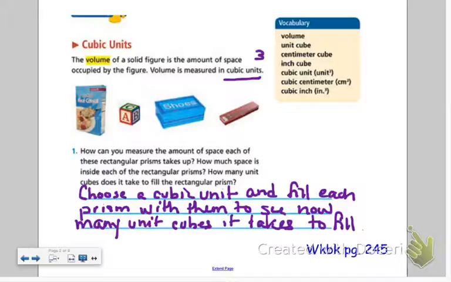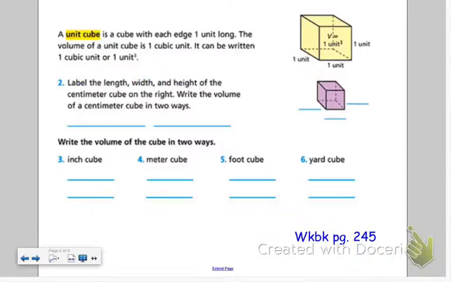So when I say unit cubes, and we're going to get into this soon, we're talking about cubes that maybe are centimeter cubes. So each cube is 1 centimeter long, 1 centimeter wide, 1 centimeter high. Maybe they're inch cubes where they're 1 inch wide, 1 inch long, 1 inch high. If you look further on page 245, you see the definition of a unit cube. A unit cube is a cube with each edge that's 1 unit long. The volume of a unit cube is basically 1 cubic unit. It can be written as 1 cubic unit or 1 unit cubed.